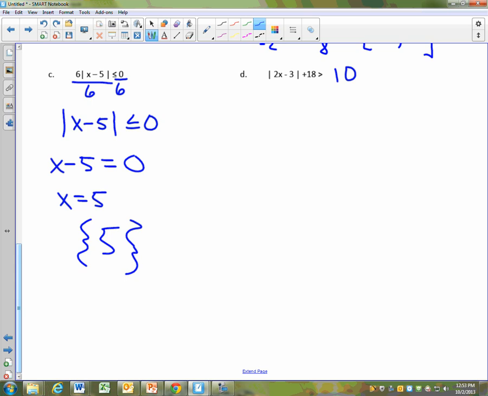If I subtract 18, 2x minus 3 is greater than negative 8, is an absolute value going to be greater than a negative? Is it always greater than a negative? Is there any time where an absolute value is not bigger than a negative?